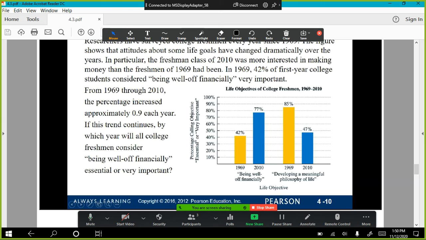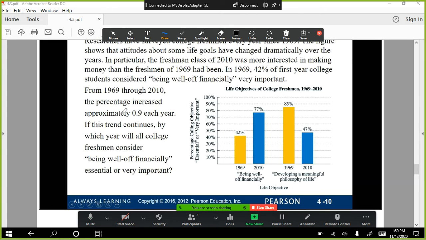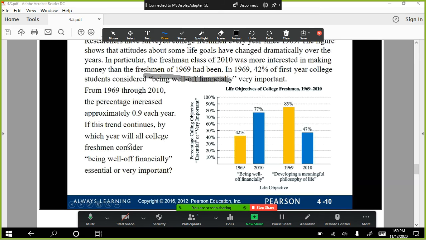All right, so let's go to the question and see what they want us to ask. The percentage increased approximately 0.9 each year for the being well off financially question. And if this continues, by which year will all college freshmen consider being well off financially? What percent would be all? That would be 100%, right?